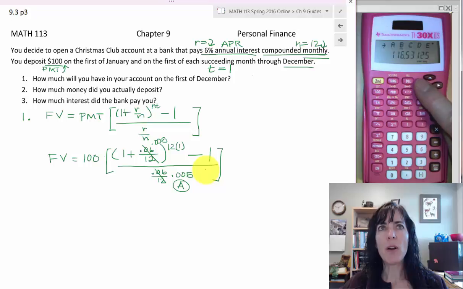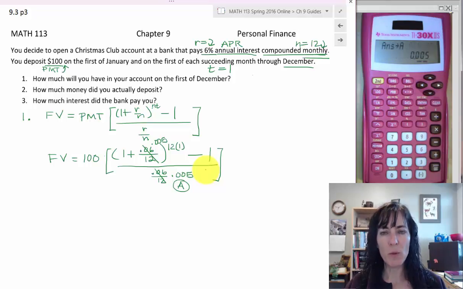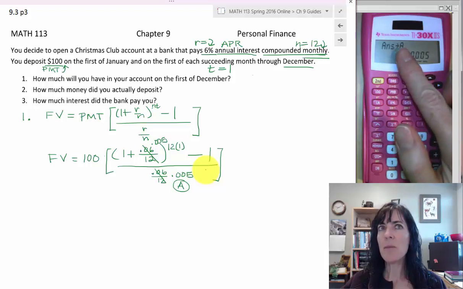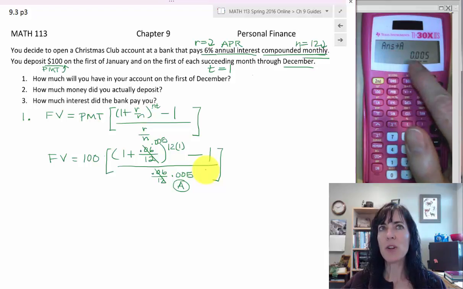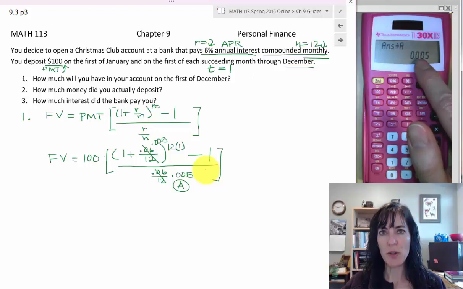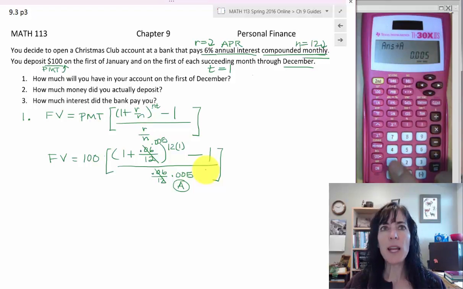It doesn't matter. I'll come back to A, and I can just push enter, and it'll overwrite whatever was in the storage bin. It's just like a place in memory where you can store something. So in A, I have stored my answer, and it has a value of 0.005. So now I know it's taken place, and when I do a recall, I'll get that 0.005.